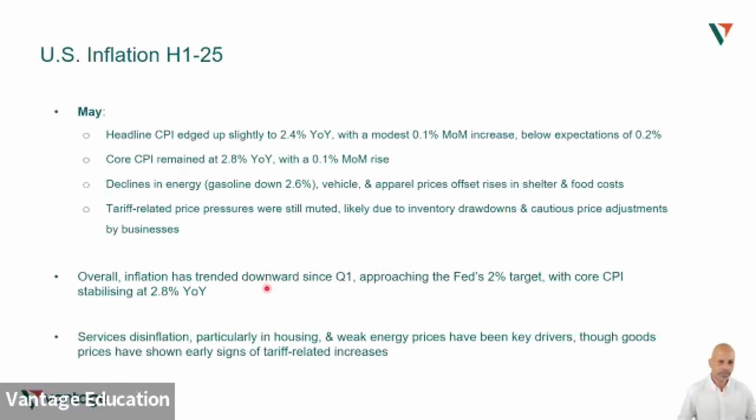Now, overall, inflation has trended downwards since the first quarter of this year, approaching the Fed's 2% target, with core CPI stabilizing at 2.8% year over year. Services disinflation, particularly in housing, and weak energy prices have been key drivers in recent months, though goods prices have shown early signs of tariff-related increases. So we will take a slightly closer look in the following slides.